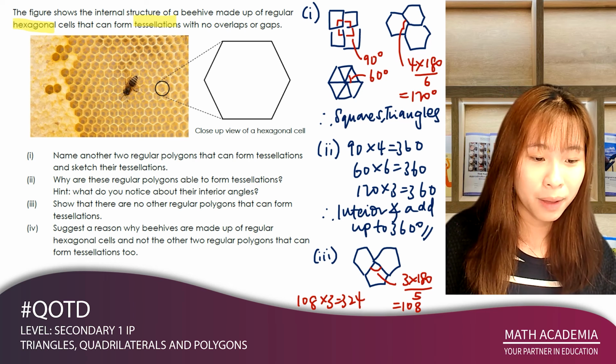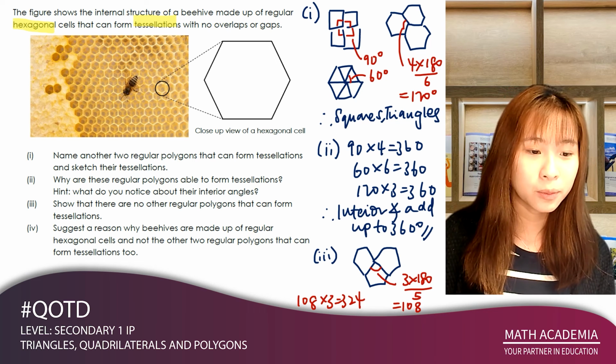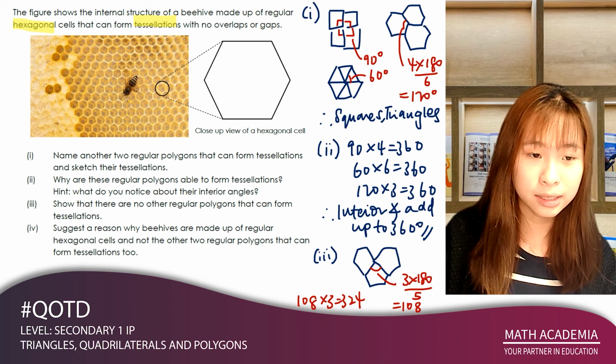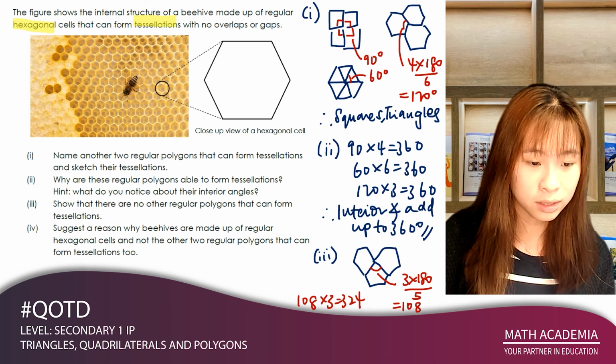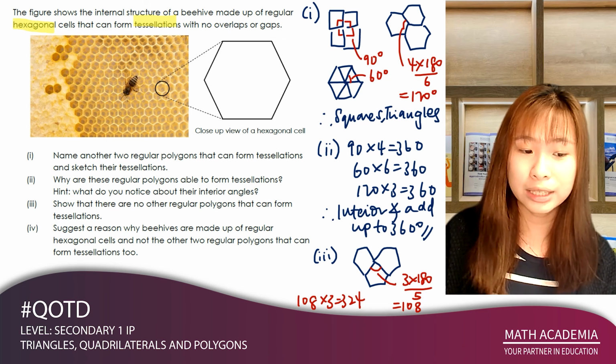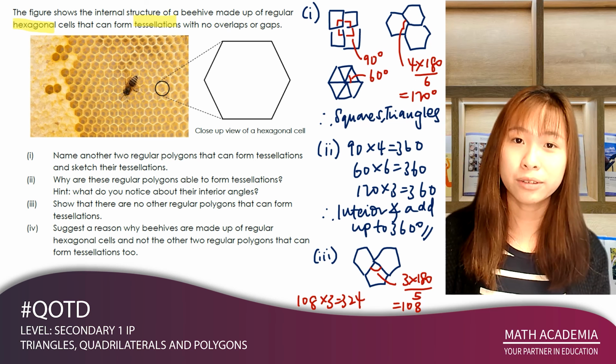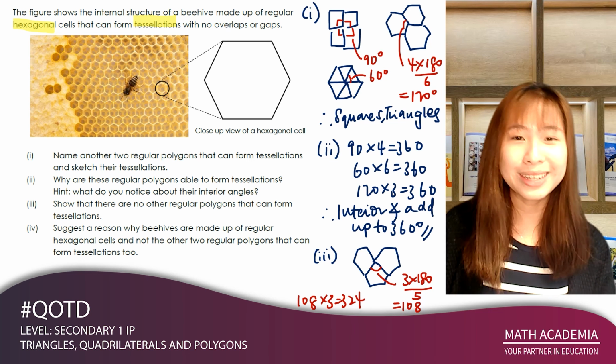Let's take a look at part 4. Suggest the reason why beehives are made up of regular hexagonal cells and not the other 2 regular polygons. This is because a hexagon actually has a larger perimeter to area ratio. Okay, so that's all for this question.